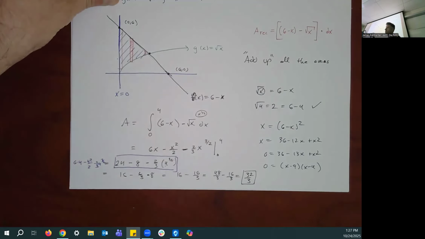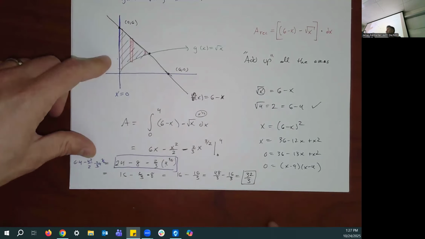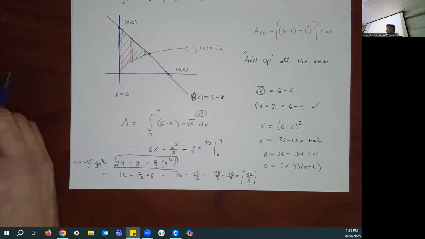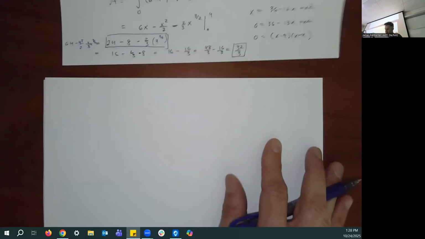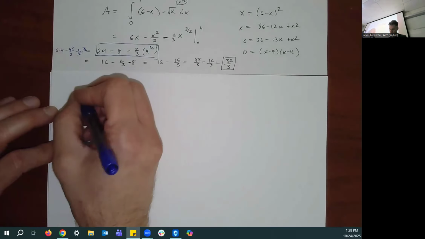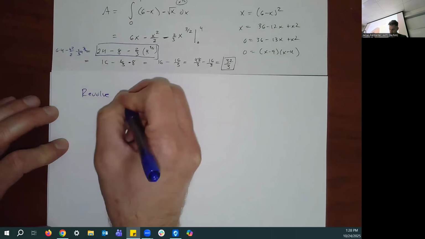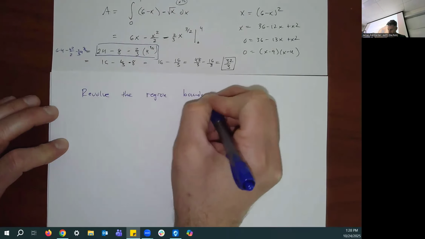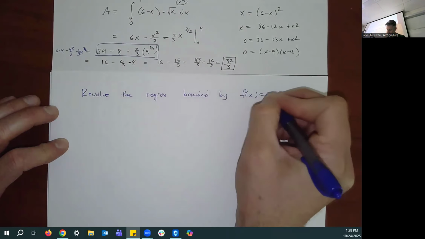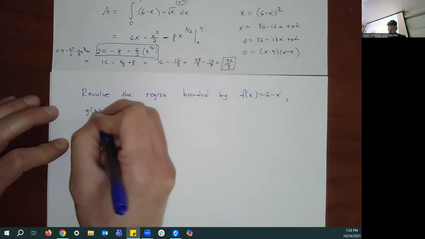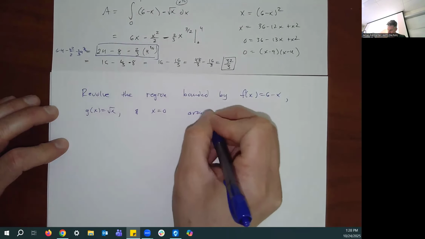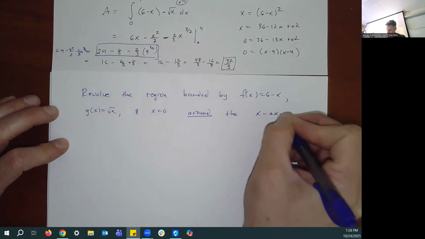Okay. So let's actually take this now, and let's say we want to revolve this region around each of the axes to find its volume. So we're going to, maybe not each. We'll see here. So we're going to revolve the same region, the region bounded by those curves, f of x equal to 6 minus x, g of x equal to the square root of x, and x equal to 0 around the x-axis.